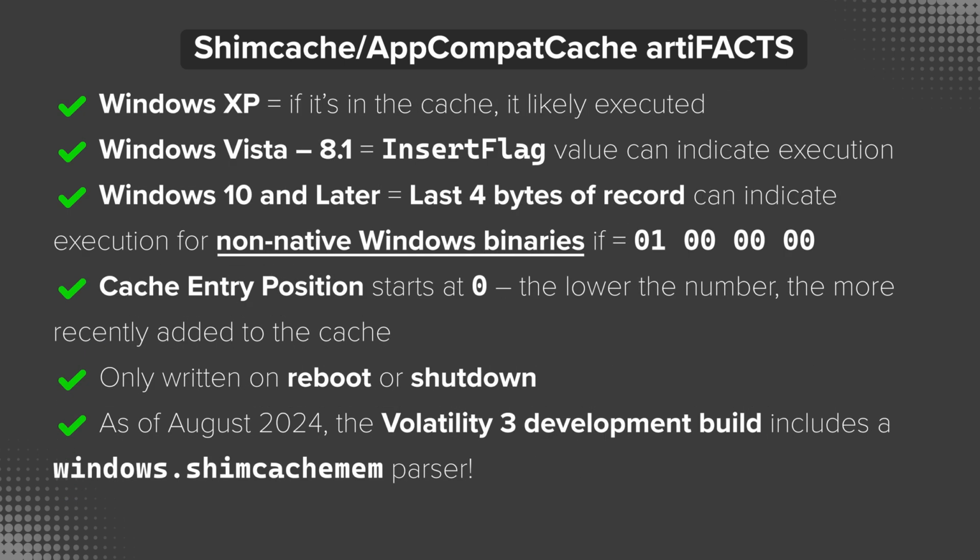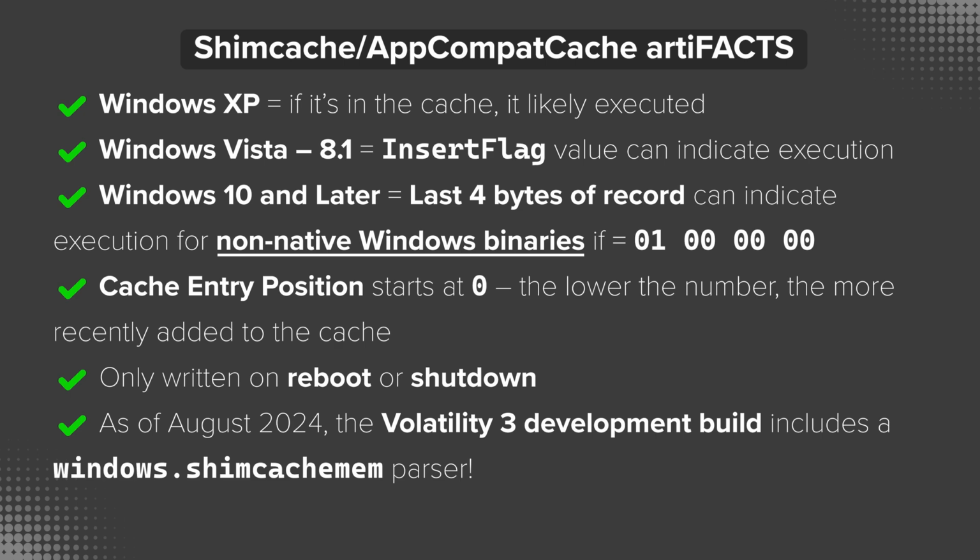Now let's talk about some of the caveats, all right? In Windows XP, it was pretty easy to tell that something executed by virtue of it being in the Shimcache, because if it was in the Shimcache in Windows XP days, then it executed. And that was fine. But in Windows Vista, all the way through Windows 8.1, you would end up having things in the Shimcache that weren't necessarily even needing to be shimmed. So then the question would become, how would you determine if something executed based on this Shimcache artifact in Vista through Windows 8.1?